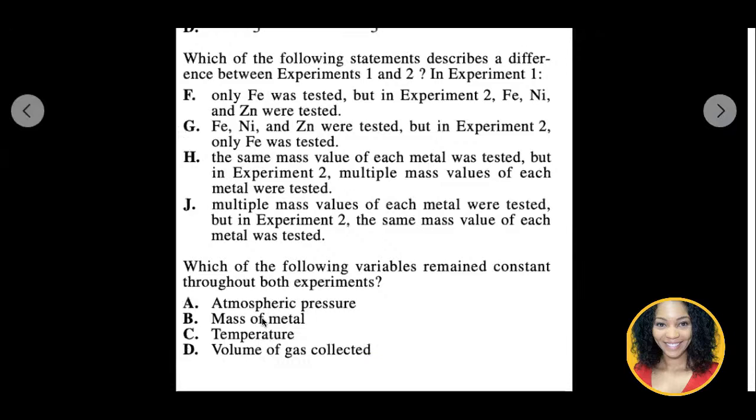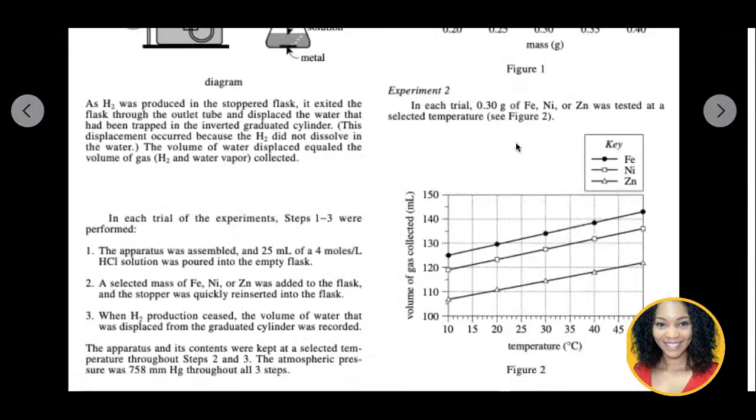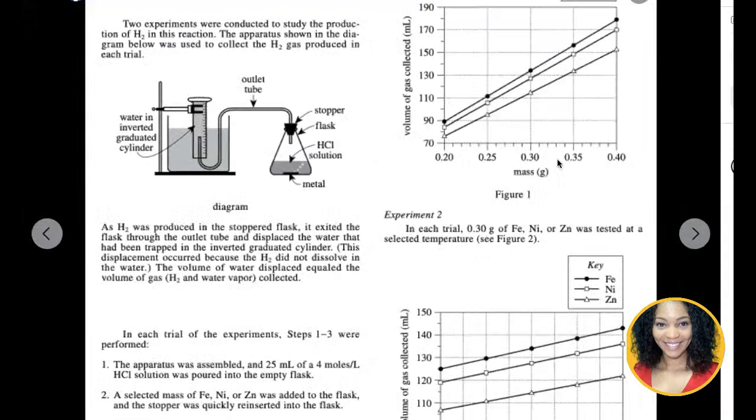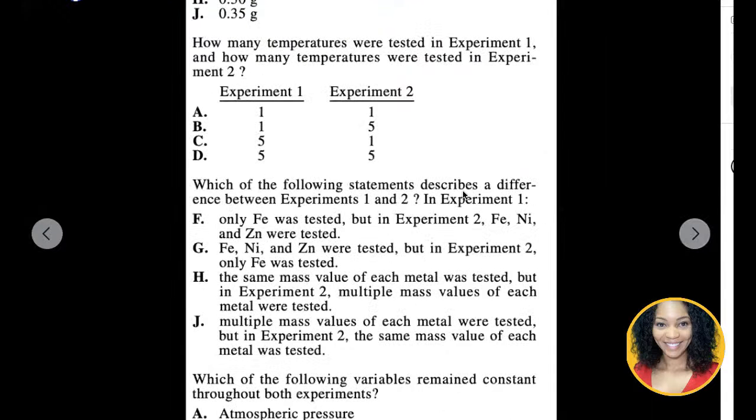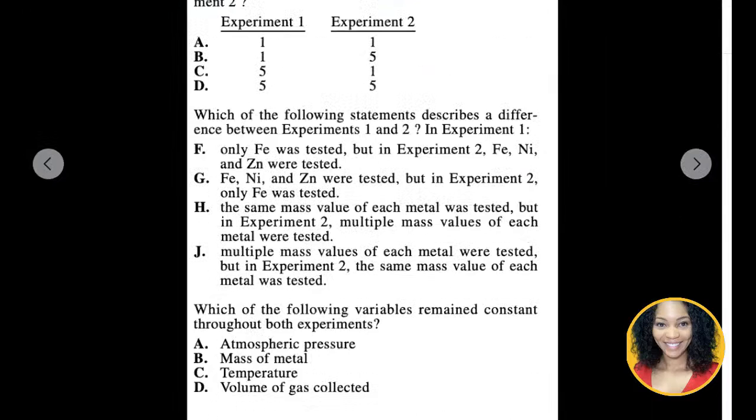Did mass remain constant throughout both experiments? Right. So in experiment 2, mass is constant, but in experiment 1, mass is not. And it said it had to remain constant across both of them. So I can eliminate answer choice B. Mass was not constant across both experiments because it changed in one of them.